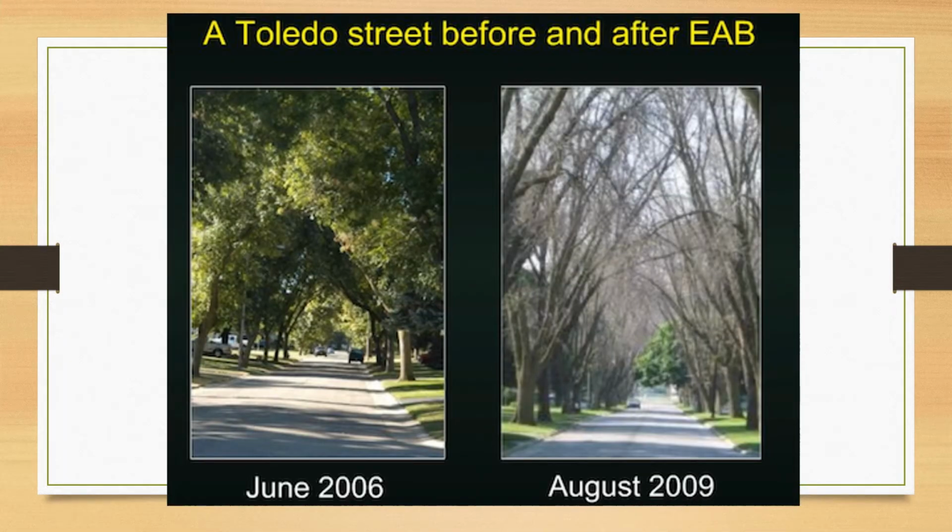So this is a photo of trees in Toledo. In June of 2006, you can see these trees are absolutely gorgeous, full canopy, beautiful. And then by August of 2009, the ash borers have completely decimated all of these trees.